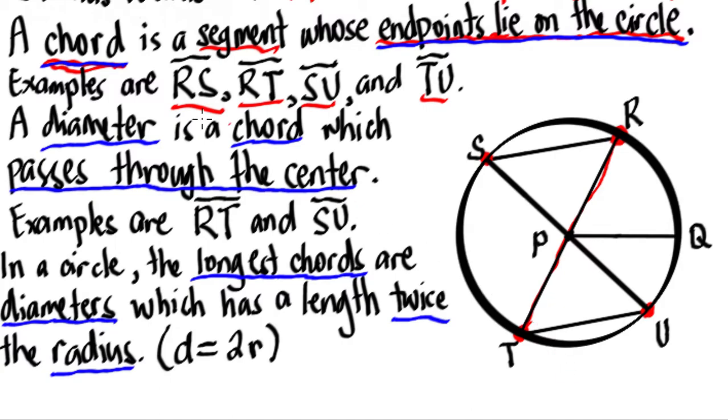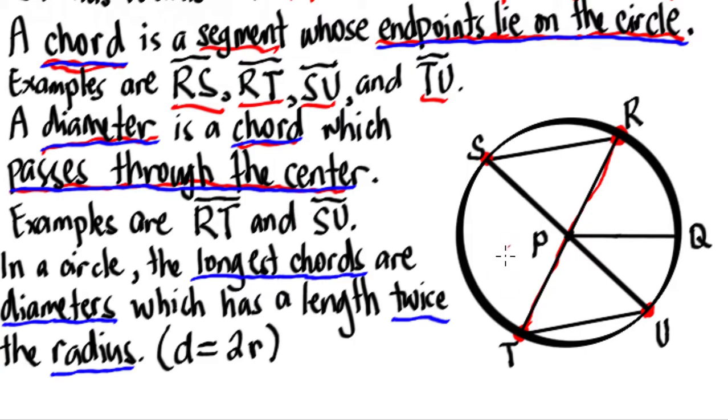Next in our definitions is a diameter. A diameter is a chord. Take note: a diameter is a chord, only that it's a special kind of chord. Why? It's a chord that passes through the center of the circle.